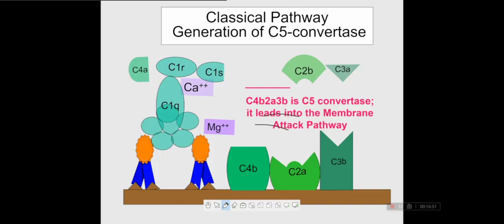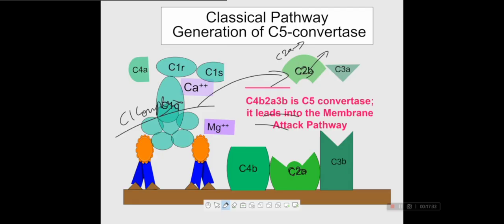This is the C1 complex. When this C1 complex is activated, it activates C2. In C2, what happens? C2B is removed and C2A remains for the binding. Remember, C2 is the exception.